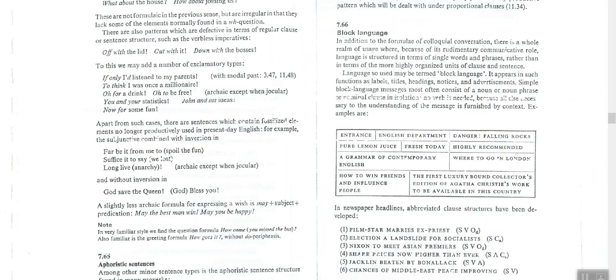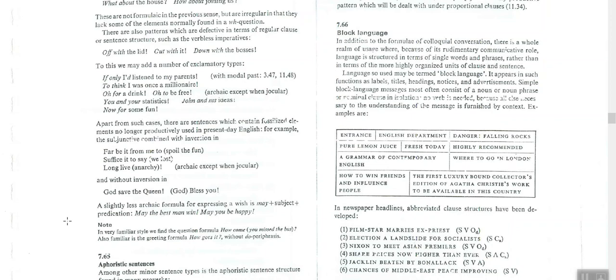Apart from such cases, there are sentences which contain fossilized elements. What does it mean, fossilized elements? It means no longer productive, they are obsolete, no longer used. In present daily English, they are called subjunctive, combined with inversion. For example, far be it from me to spoil the fun. For example, suffice to say we lost. You can Google them simply.